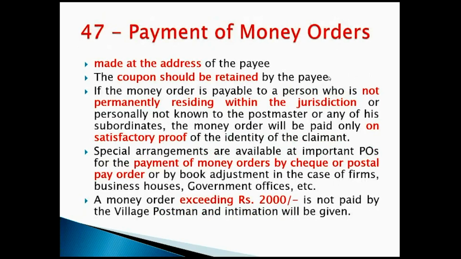So I repeat: money orders will be paid at the address of the payee, and the coupon portion can be retained by the payee. If any doubt arises regarding the permanent residence of the payee in that jurisdiction, the postman can ask for satisfactory proof from the claimant. Whoever regularly receives money orders in bulk can demand payment through check, postal pay order, or even book adjustment. And a village postman can deliver a money order only within the limit of rupees 2,000.